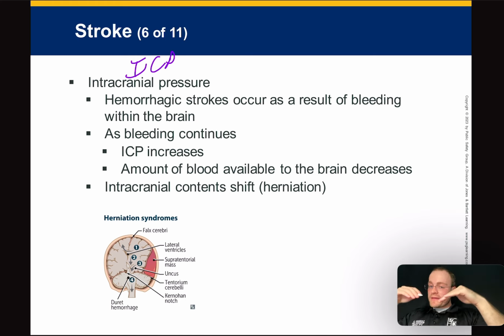And what can happen is, as this pressure builds, it could start pushing on the brainstem. And as it pushes on the brainstem, it starts misbehaving and not working properly, and then it could just completely stop working, and then you die. And so that's an important thing to know, and that's called herniation.